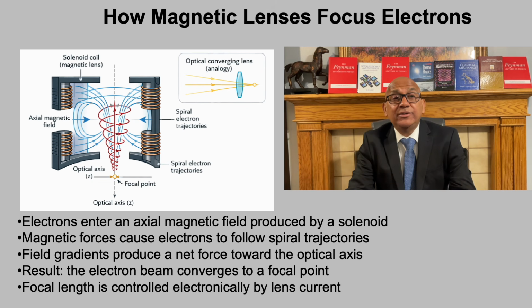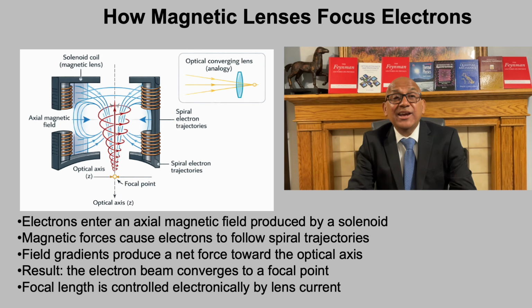When an electron beam enters the magnetic field of a solenoid lens, the electrons experience a Lorentz force that bends their motion sideways. Instead of moving straight, the electrons follow spiral paths around the optical axis. Because the magnetic field is strongest and changing near the lens gap, these spiraling trajectories gradually bend inward. The combined effect of millions of electrons doing this simultaneously is a net focusing action, bringing the beam to a focal point below the lens.